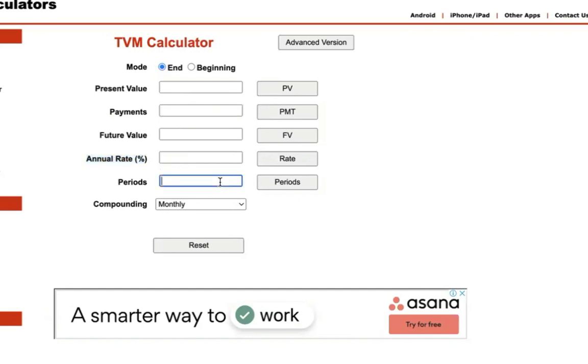And then the periods would be the number of times that you're going to pay for the loan or the number of times that you're going to be given the interest. Kasi dalawa to, it has the same aspect of calculation when it comes to the bond calculator. This is the one on the left side, the bond calculator on the left side. So that's also the same.